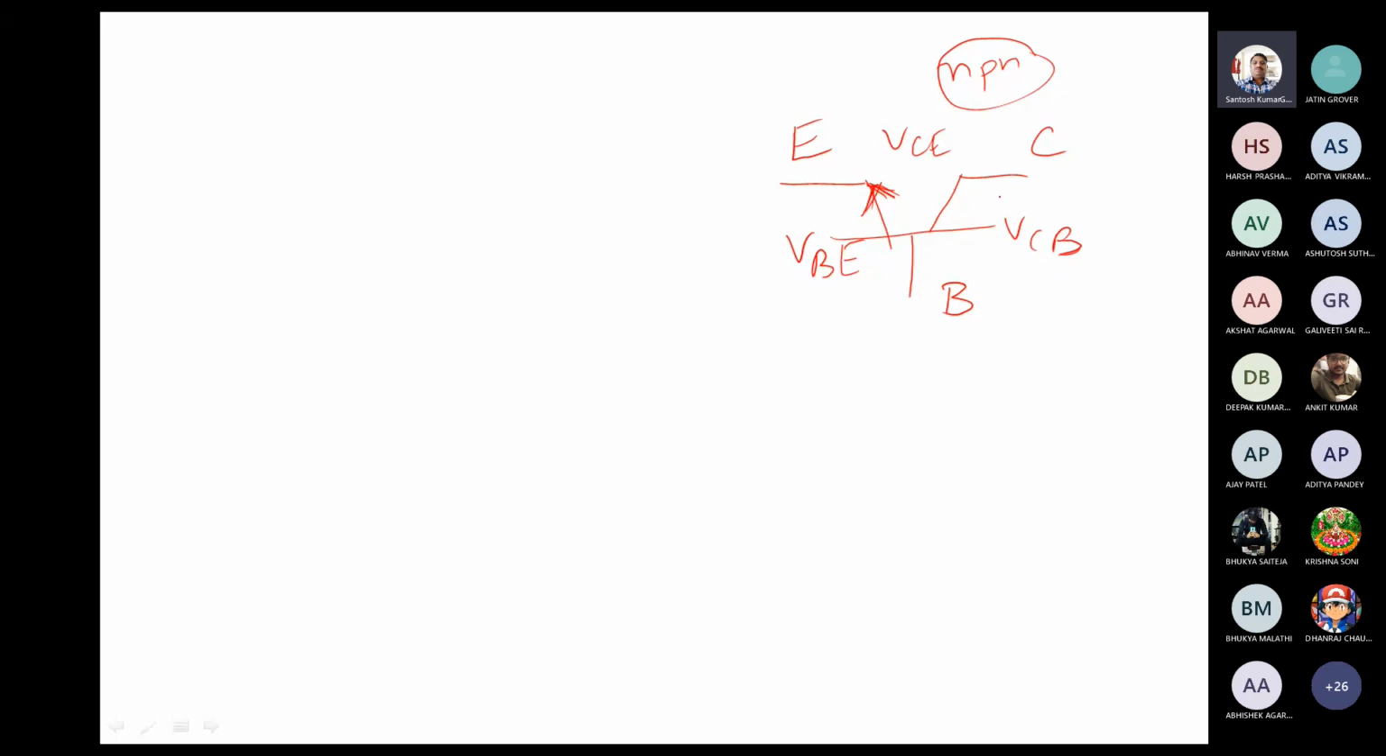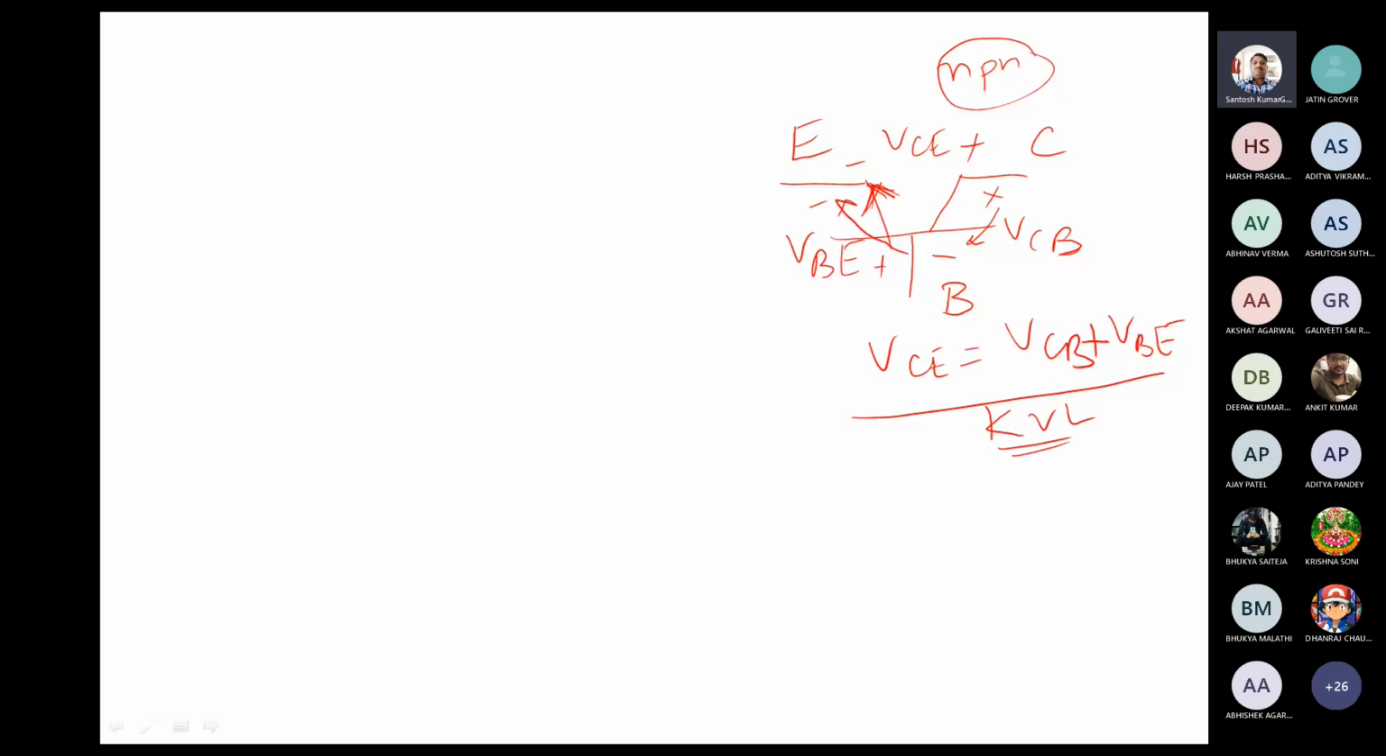So VCB is the voltage between the collector and base, and the voltage between base and emitter is VBE here, and suppose VCE is the voltage between collector and emitter. So here also we can write the KVL, saying that VCE, the voltage between collector and emitter, is nothing but the voltage between collector and base plus the voltage between base and emitter. This is also going to hold. This comes from the KVL.